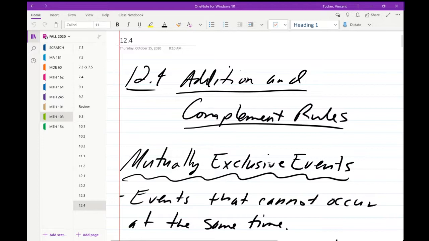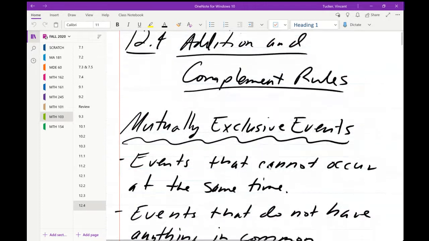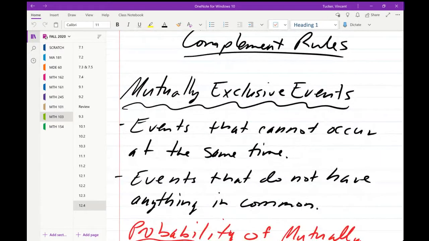All right, so the addition and complement rules, 12.4, and this is our last section in chapter 12, section 12.4. It starts off talking about mutually exclusive events: events that cannot occur at the same time, or events that do not have anything in common, will be considered your mutually exclusive events.